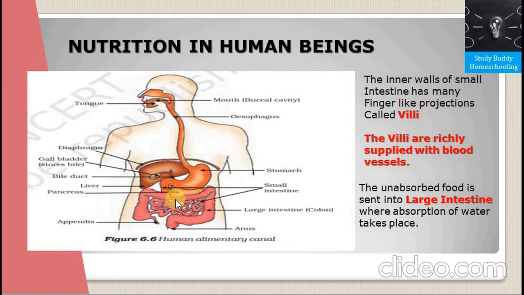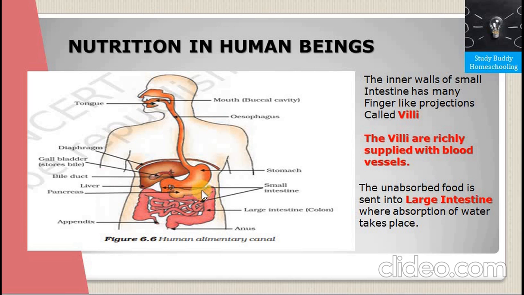So now there will be some undigested food left in the small intestine. From small intestine, the undigested food goes into the large intestine. Here you can see the structure here. It is much broader than the small intestine and it's quite a small tube compared to small intestine. So in the large intestine, absorption of water happens.